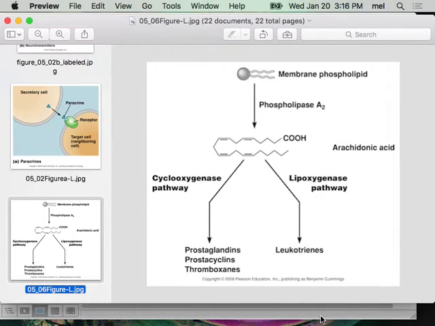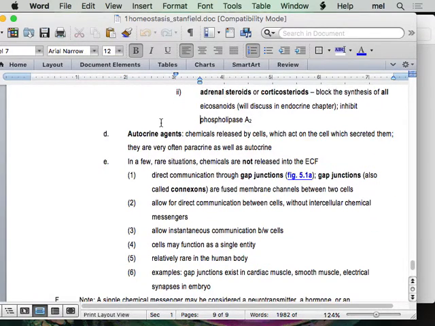Okay, so the last thing in this set of notes is, what about an autocrine agent? So we said we've got hormones released into the bloodstream, neurotransmitters released from a neuron right next to the receptor, paracrine agents released within the same tissue. What about an autocrine agent?